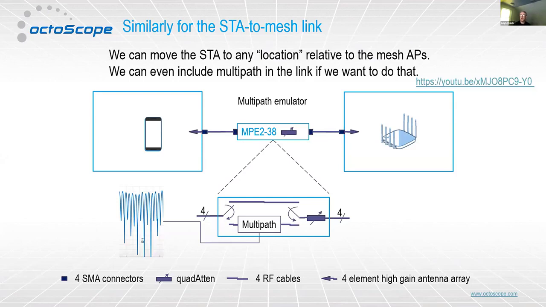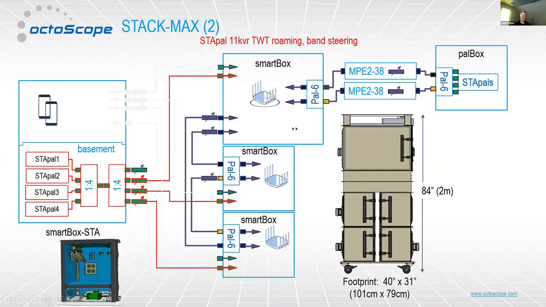And we can even include multipath in the link, for example, between a station and a device by including the multipath emulator instead of an attenuator. Again, as discussed in one of our previous demos.